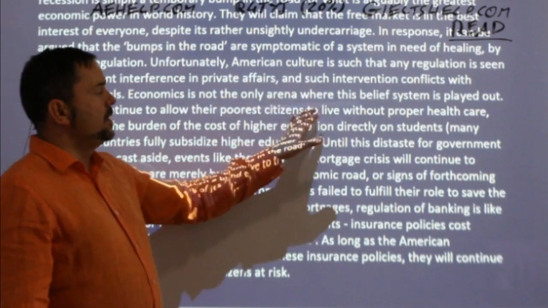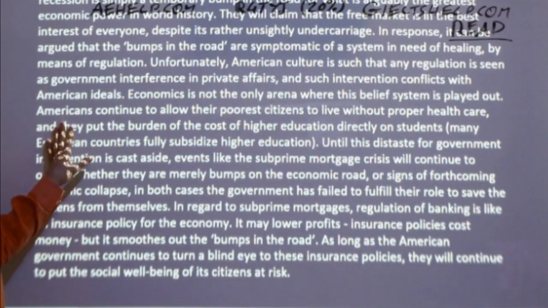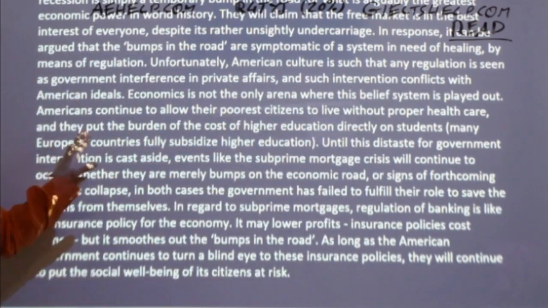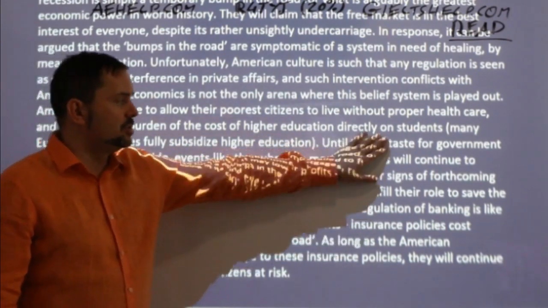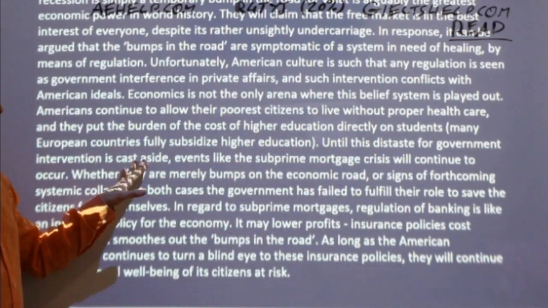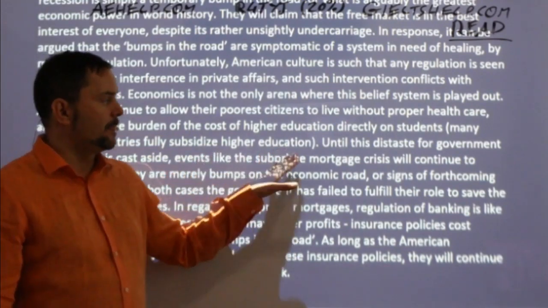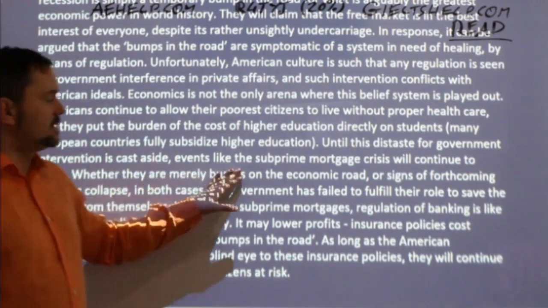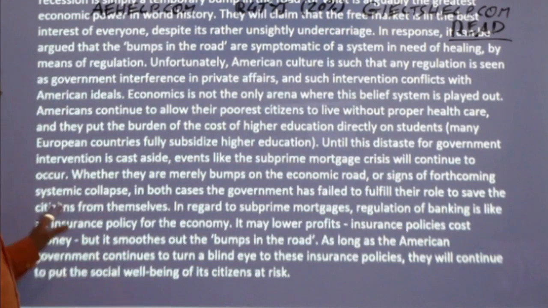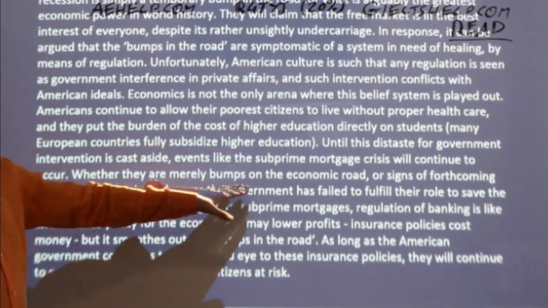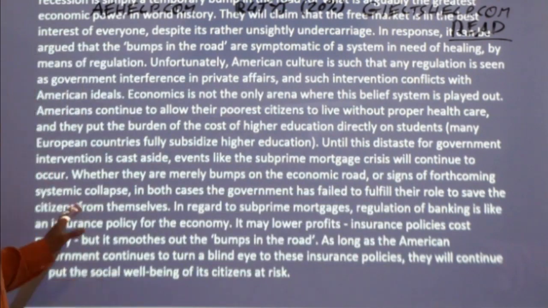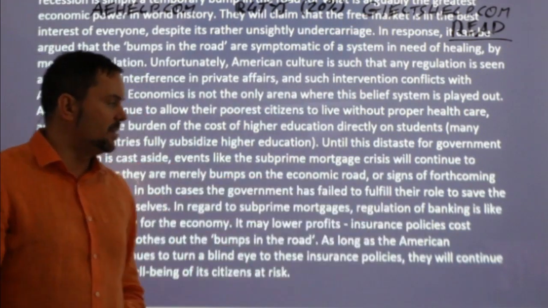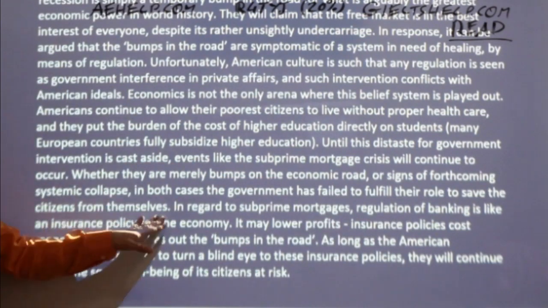Economics is not the only arena where this belief system is played out. Americans continue to allow their poorest citizens to live without proper health care, and they put the burden of the cost of higher education directly on students. Many European countries fully subsidize higher education. Until this distaste for government intervention is cast aside, events like the subprime mortgage crisis will continue to occur. Whether they are merely bumps on the economic road or signs of forthcoming systemic collapse, in both cases the government has failed to fulfill their role to save citizens from themselves.